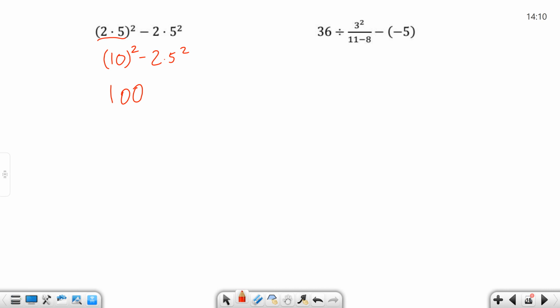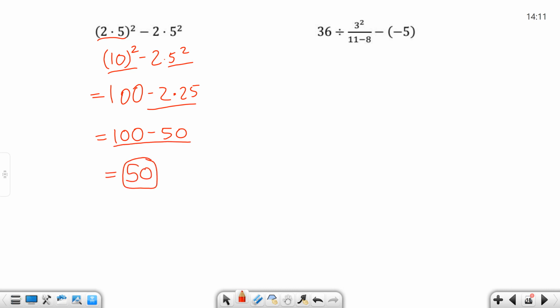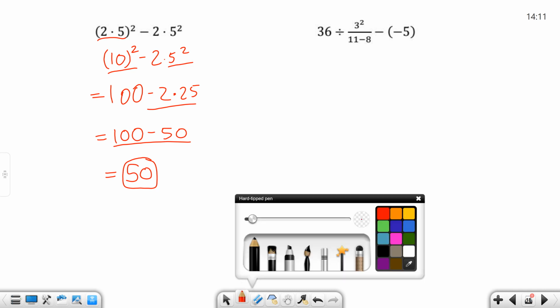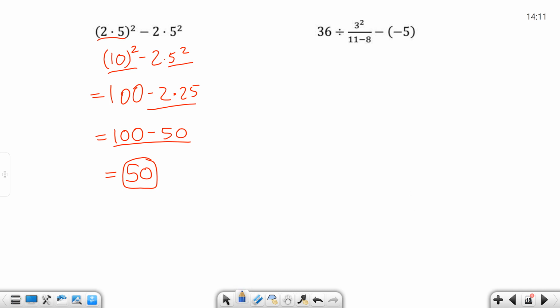So simplify that. Now we're ready to do what? This power and this power. We did 100 minus 2, and then what? Times 25. And then we're going to take this and multiply before we subtract. So it's going to be 100. And then negative 2 times 25 is negative 50. 100 minus 50 is 50. Just good old 50.